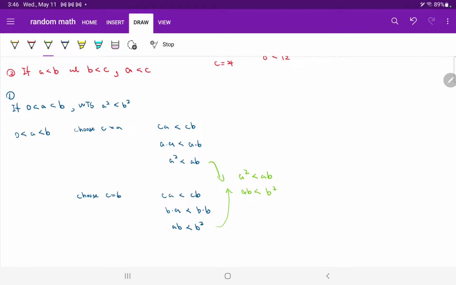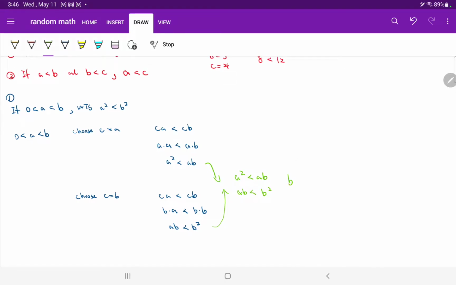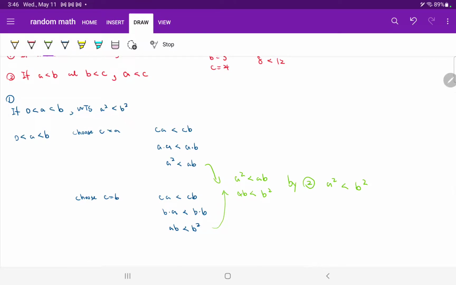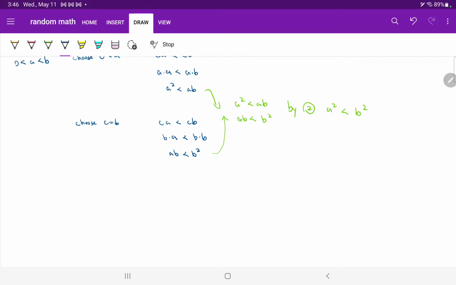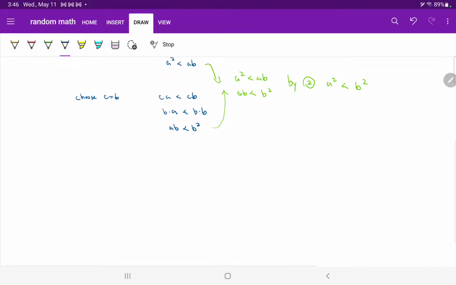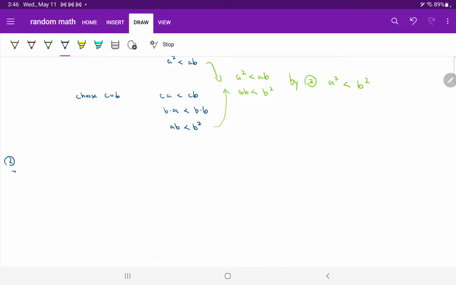So by property 2, a squared is indeed smaller than b squared. So that will be for the b squared bigger than a squared one. So we can now get to the second part, which is we want to show that if 0 is smaller than a and a is smaller than b, then the square root of a is smaller than the square root of b.